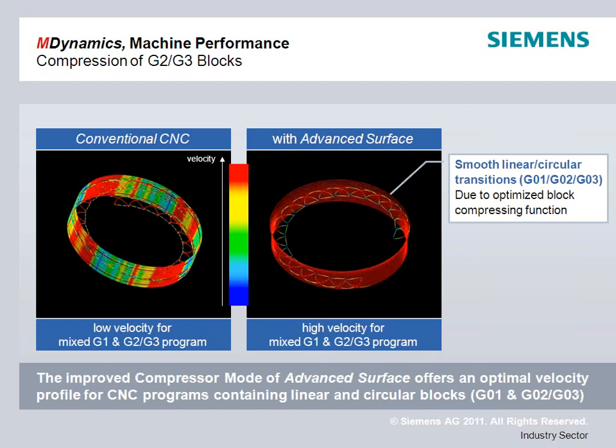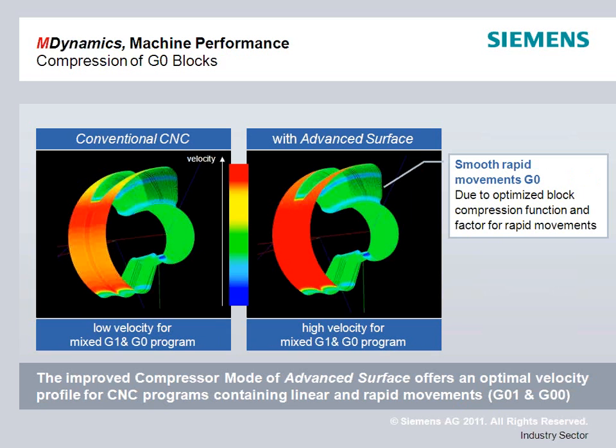Compared to the old flavors of COMCAD, one of the limitations of the older COMCAD was that we were unable to compress the G2 and G3 blocks in with the rest of the program. Now with Advanced Surface, you can have G2 and G3 blocks mixed in the middle. They'll be compressed in, and it'll just run very quickly on the fly. You won't notice a difference. We're also now able to compress G0 blocks.